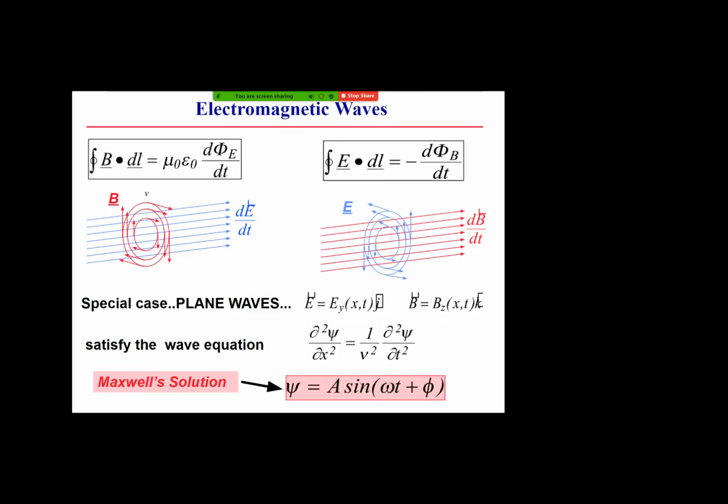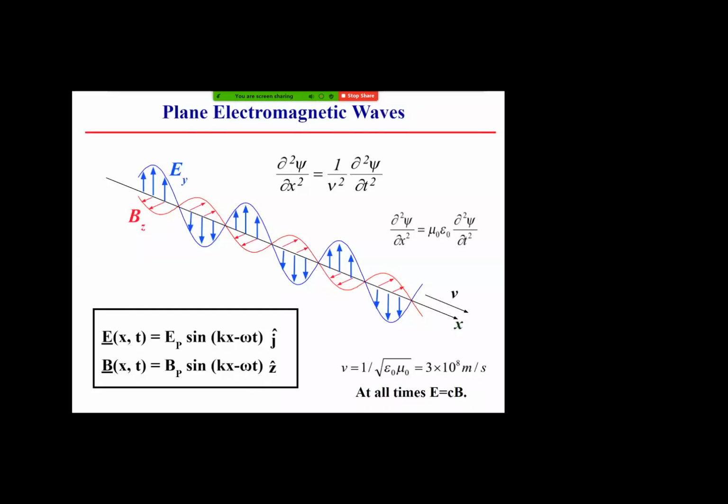In that case, again, I think this is a repetition of what we had in the earlier slide. If you have to satisfy the wave function, then the solution would be a sine function or a cosine function. In the case that E is in the Y direction, then B should be oscillating in the Z direction. This is the X direction, the propagation direction of the wave. Then the E field should be in the Y direction, and the B field should be in the Z direction.